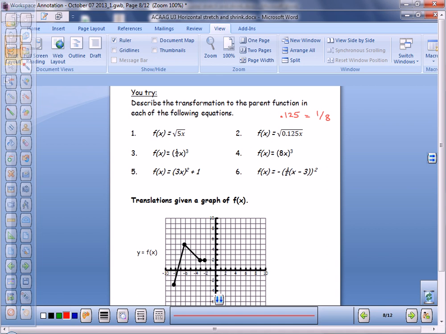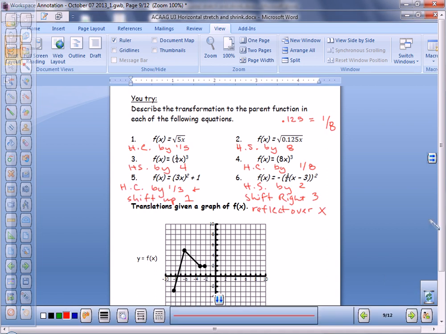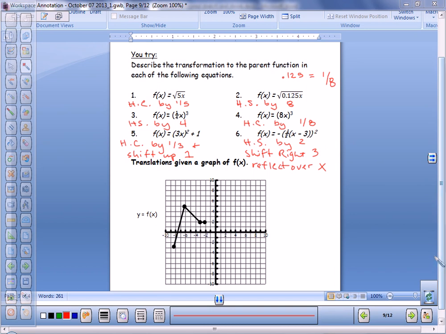Oh, there's a reflection. Okay, let's take a look.